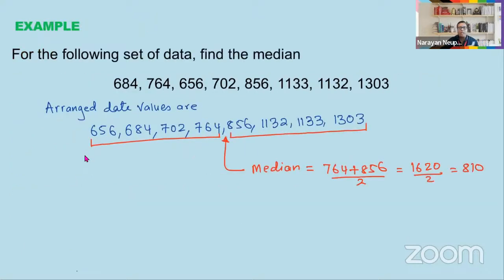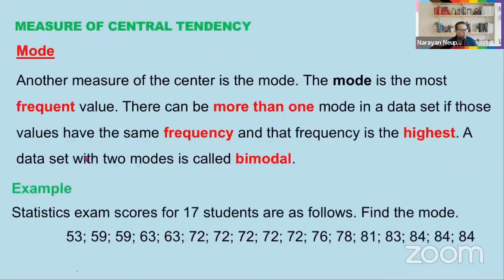Okay, any question on median? Fine. Now, the third one in the measure of center is the mode. We have mean, median, and mode. Can anyone tell me what is mode? Yes, the most frequent data value, or the one which repeats the most. The data value that repeats the most is called the mode.